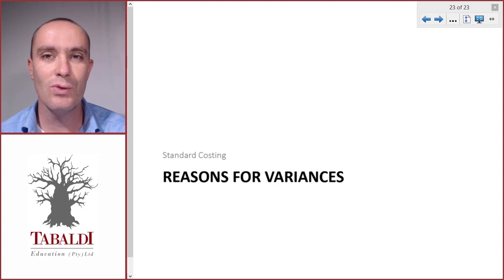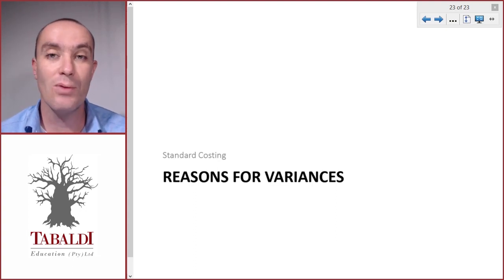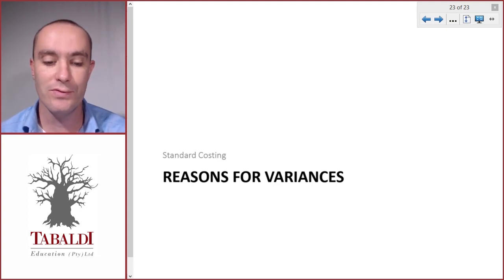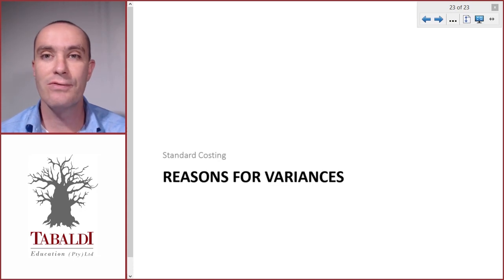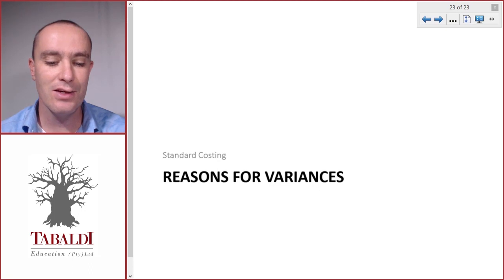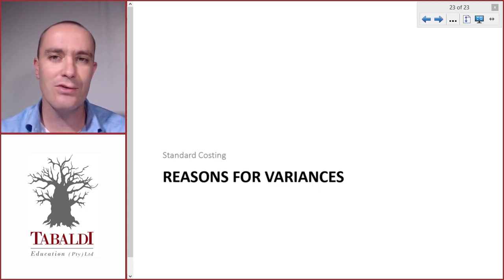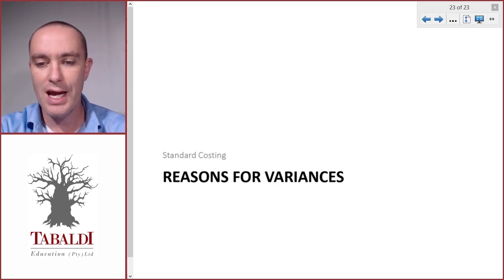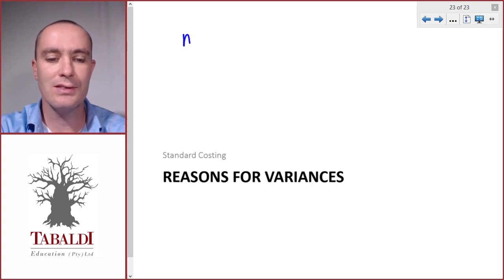If a variance is very small, it indicates that the problem is not that big. So start with the big ones first. They might ask you to give a number of reasons for each of the variances, so then you have to really think what could have gone wrong. So let's run through a couple of examples, and you'll see it's fairly straightforward.